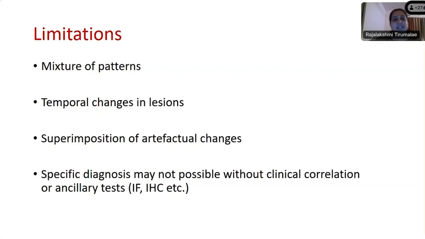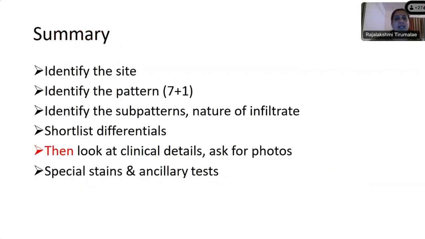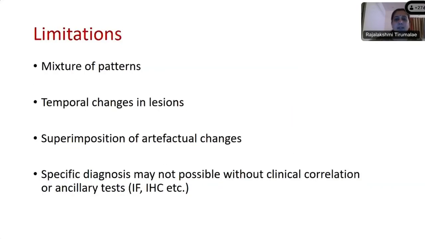Now, what are the limitations of this approach? You can get a mixture of patterns. For example, you could get a spongiotic and a psoriasiform pattern. You could get a psoriasiform and a lichenoid pattern. So we should know what are the diseases which could show these mixture of patterns. The second and more important thing is the temporal changes in lesions or the lives of lesions, as Dr. Ackerman called them. So lesions evolve over time.